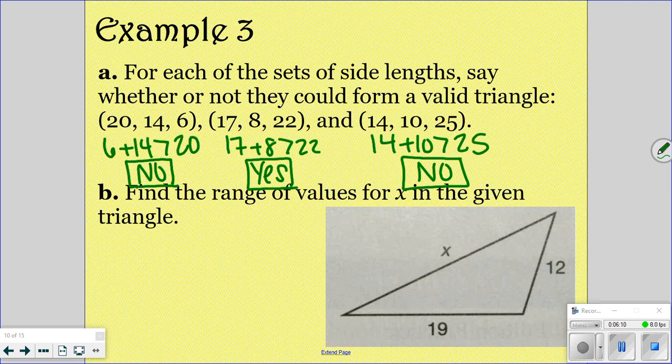So now we want to find the range of values for this one. So let's say that x is the biggest side. If x were the biggest side, 19 plus 12 would have to be greater than x.